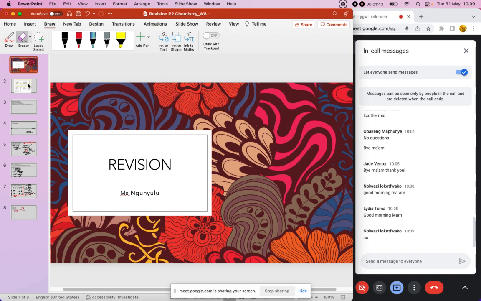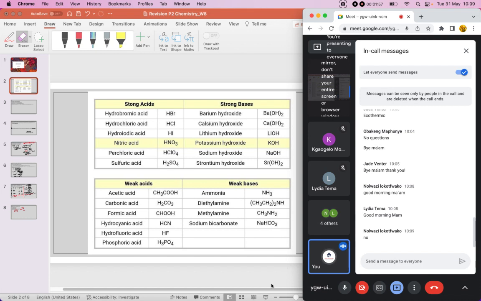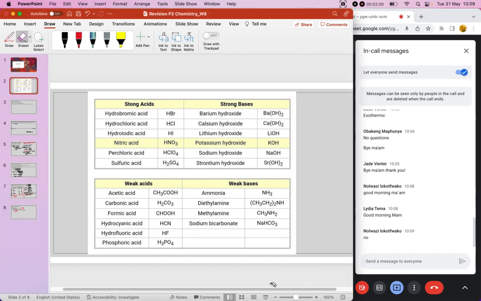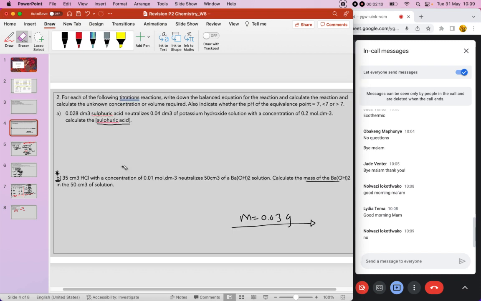Okay, if you guys don't have any questions, we will continue with our chemistry revision today. We started yesterday and we did some examples. I started with this slide to show you examples of strong acids, strong bases, and examples of weak acids and weak bases. We did a calculation of the pH from a given solution, and we also did the titration question, which was A, but we didn't solve for B.